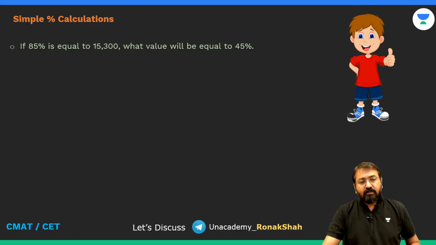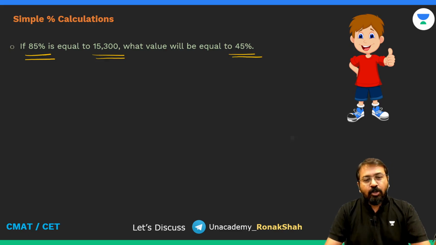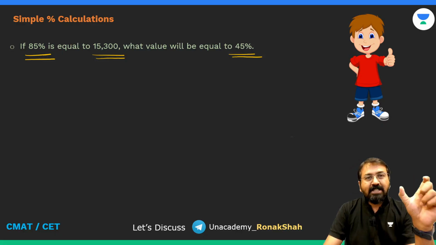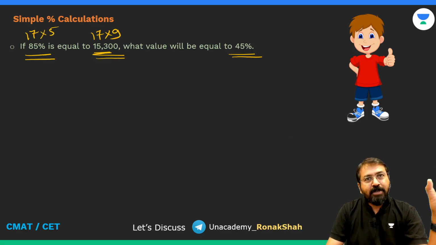Okay. Similarly, one more question. 85% is equal to this much, then what will be 45%? Now guys, instead of doing it by decimal and all, sometimes you need to think that 85 is what, 7 fives are 35, and 153 is what, 7 nines are 63. So somewhere this is going to be an easy calculation.